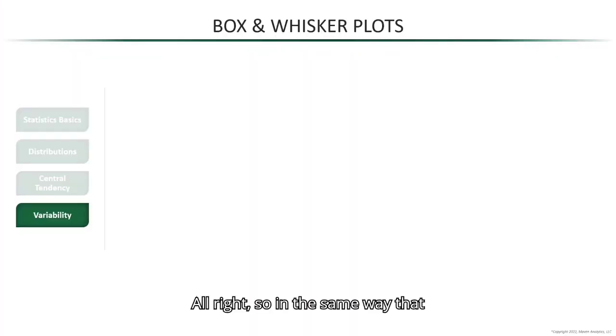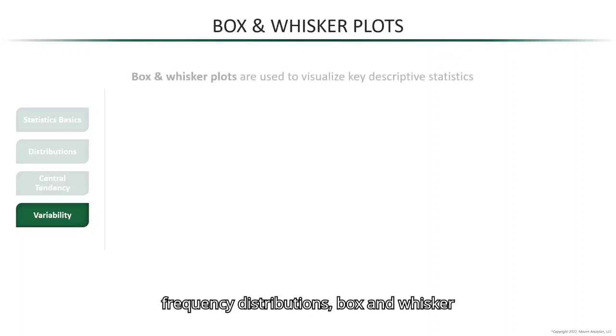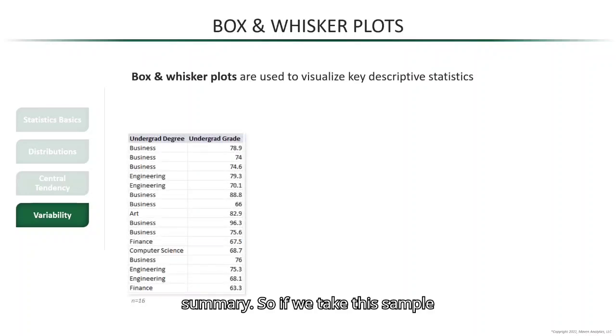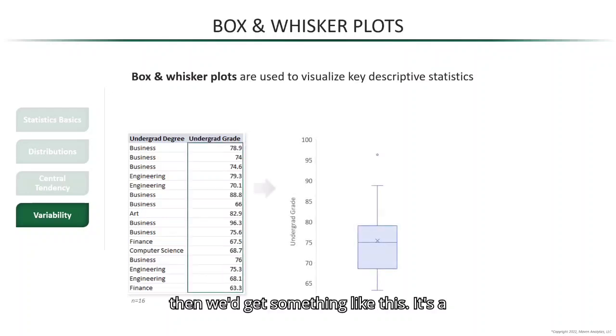Alright, so in the same way that histograms are used to visualize frequency distributions, box and whisker plots are used to visualize some of the key descriptive statistics that we've covered so far, like the 5-number summary. So if we take this sample of 16 undergrad grades and visualize them in a box and whisker plot, then we'd get something like this. It's a box with some whiskers.